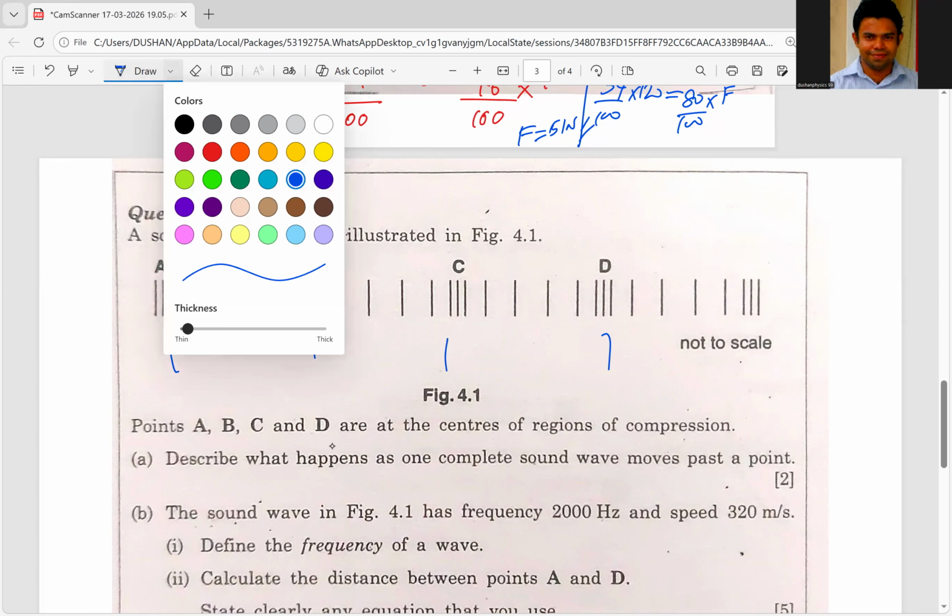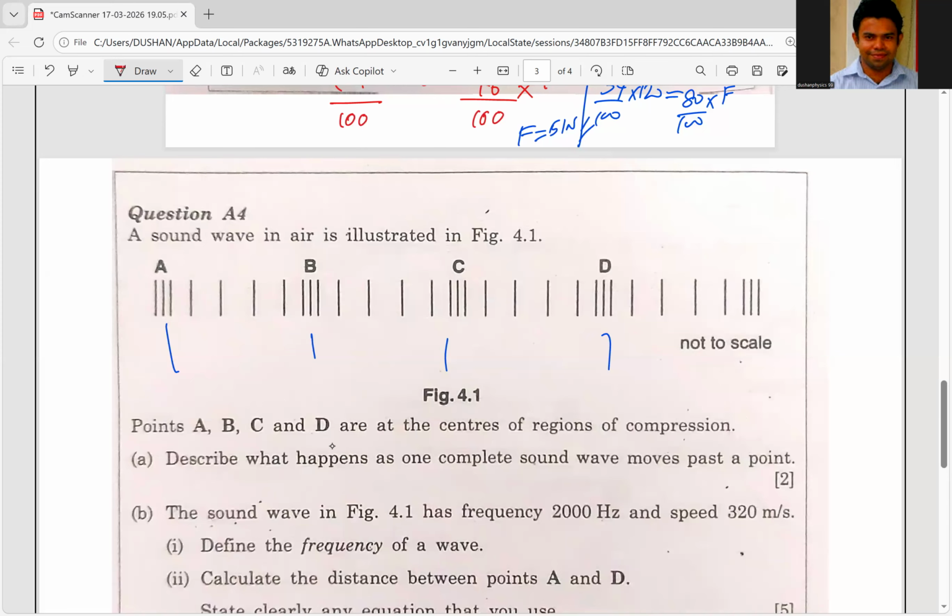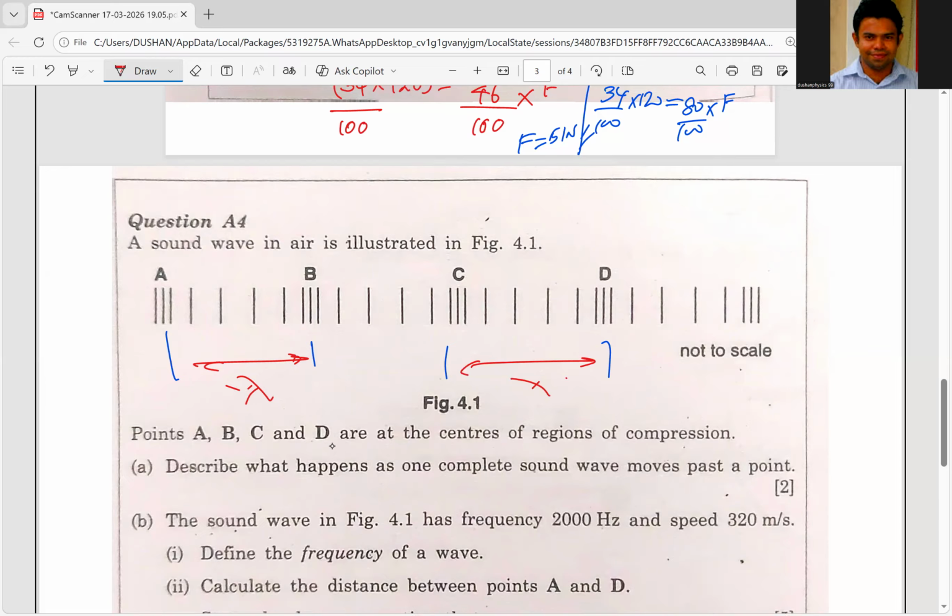The wavelength of a longitudinal wave is the distance between two compressions or the distance between two rarefactions. Does lambda change here? No, sir, I took the wrong point, sir. Yeah, write it in red pen.